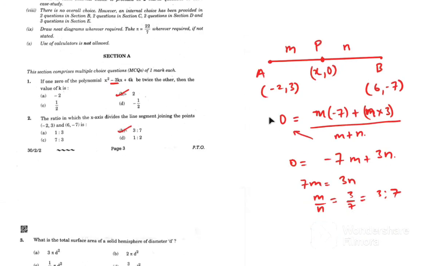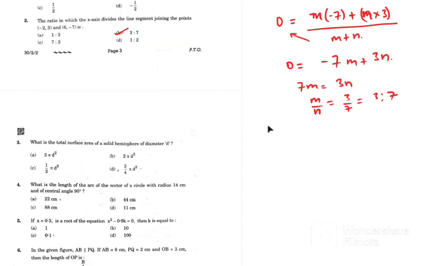Okay. Moving on to the next one. We have the third question. It says, what is the total surface area of a solid hemisphere of diameter d? So we know that a hemisphere is something like this, half of a sphere. So the total surface area of a solid hemisphere is half of the sphere's 2 pi r square plus pi r square of the flat surface. So this basically becomes 3 pi r square.